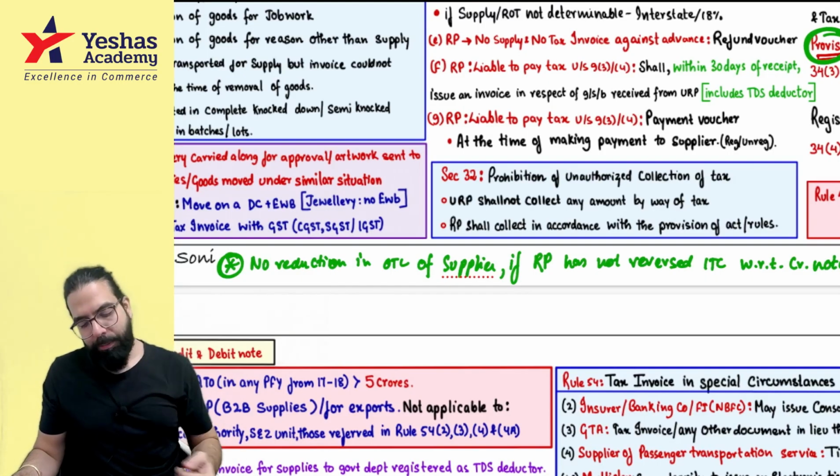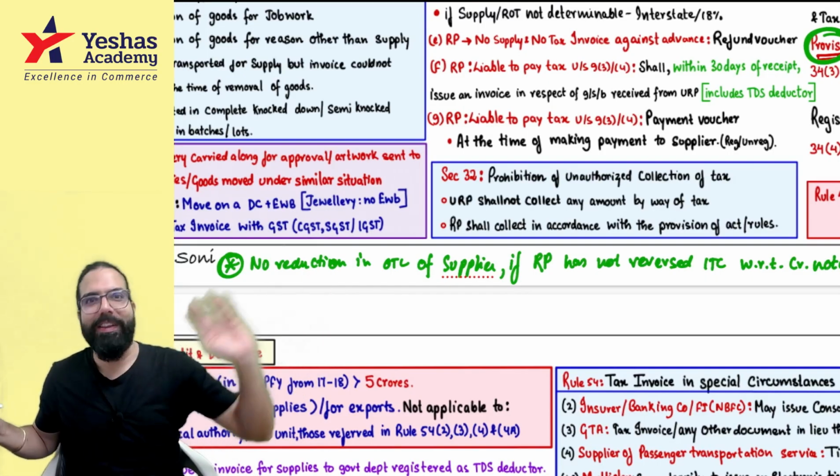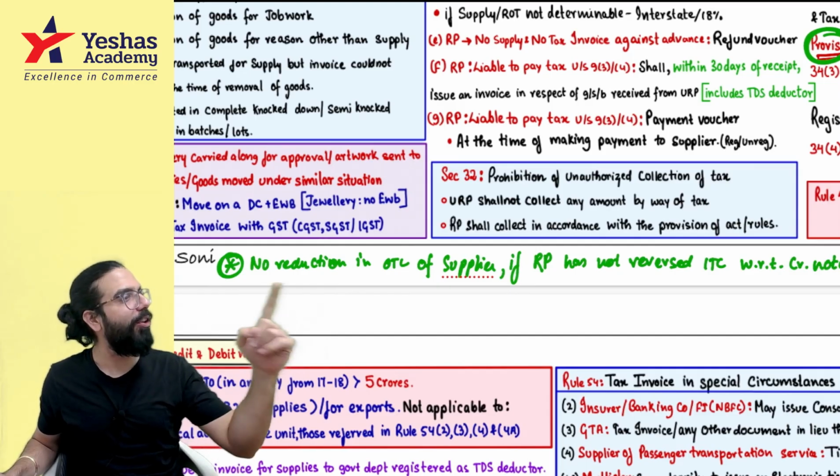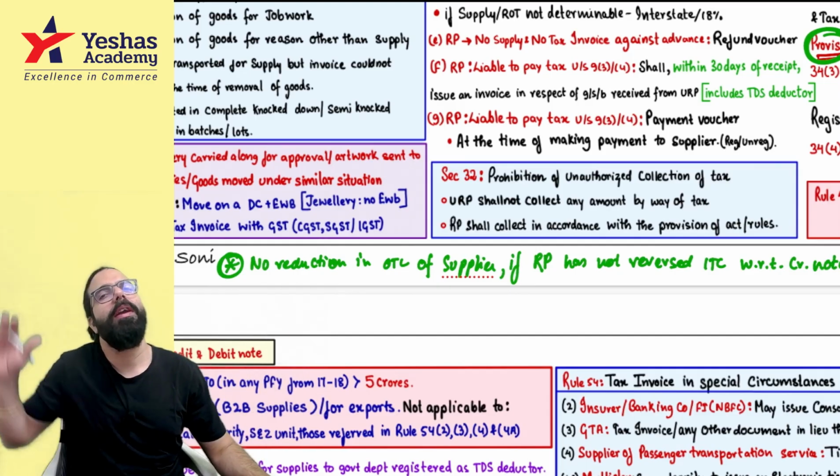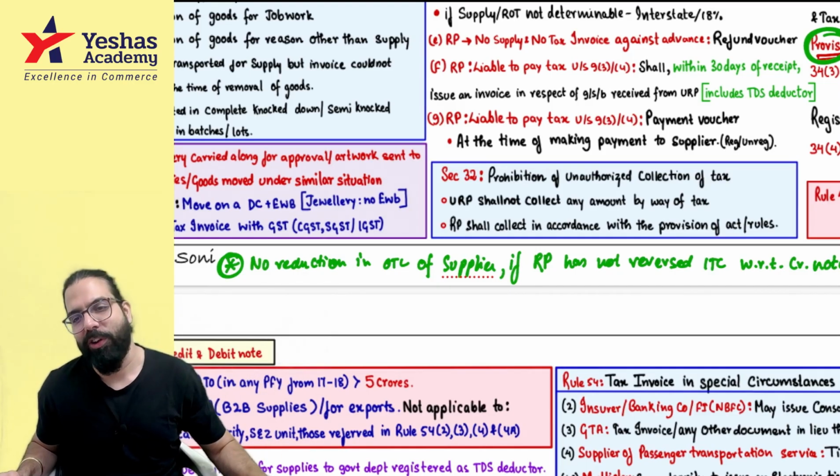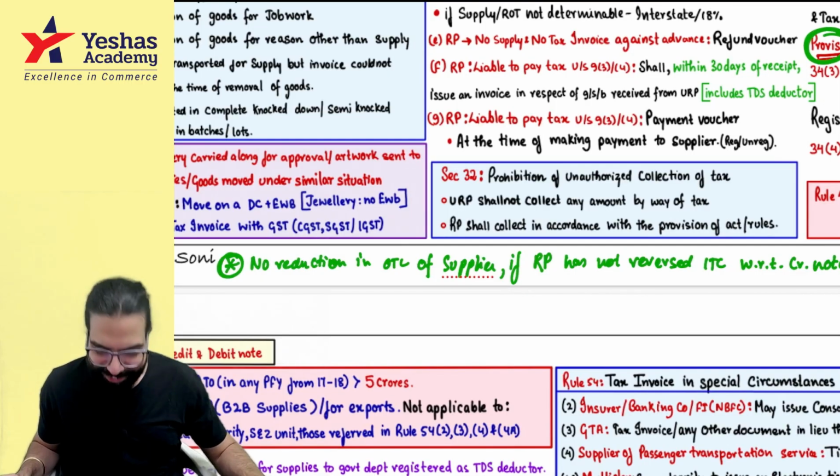There is no reduction in my liability if you don't reverse the credit. Simple. I gave you a credit note, you did not reverse the credit, so my ITC and my liability will not come down. That's all. Unjust enrichment. Okay. Very good.